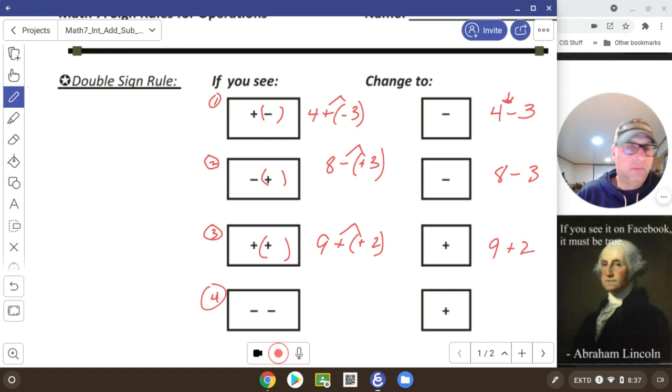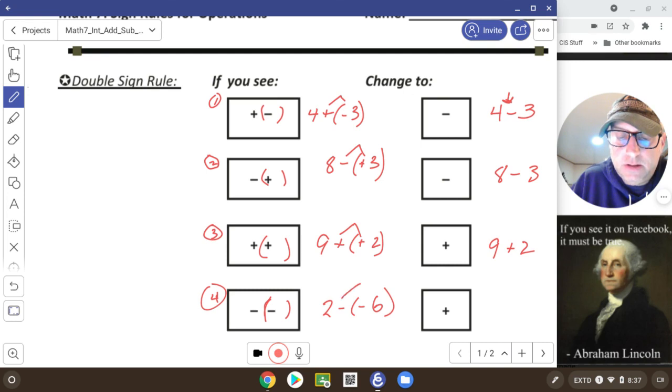Case number 4 is probably the most important of the whole group here. That is if we have minus of a negative, or subtract a negative, or minus minus. So if I have 2 minus negative 6, there's an example. And again, that second negative is generally wrapped in parentheses. If I have minus back to back with minus, it really means plus. That's the same as just regular old 2 plus 6.